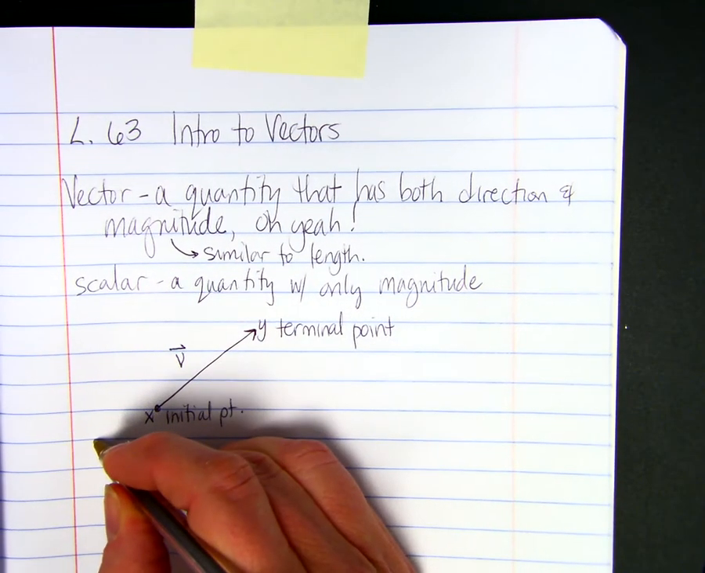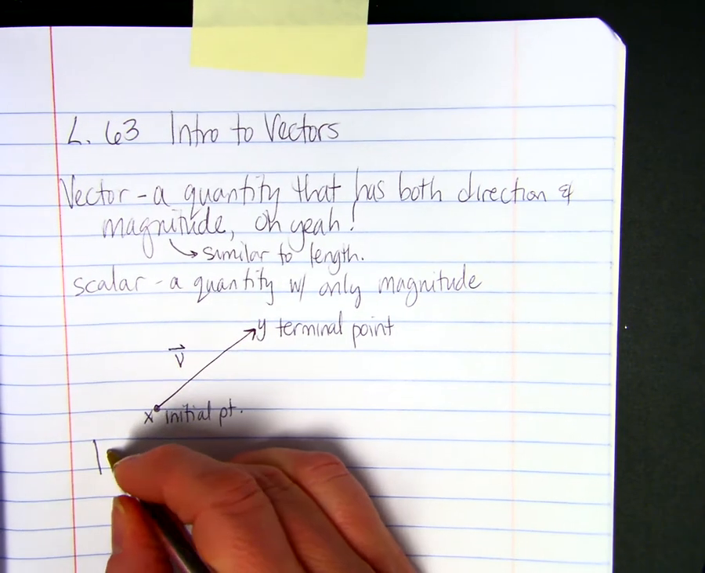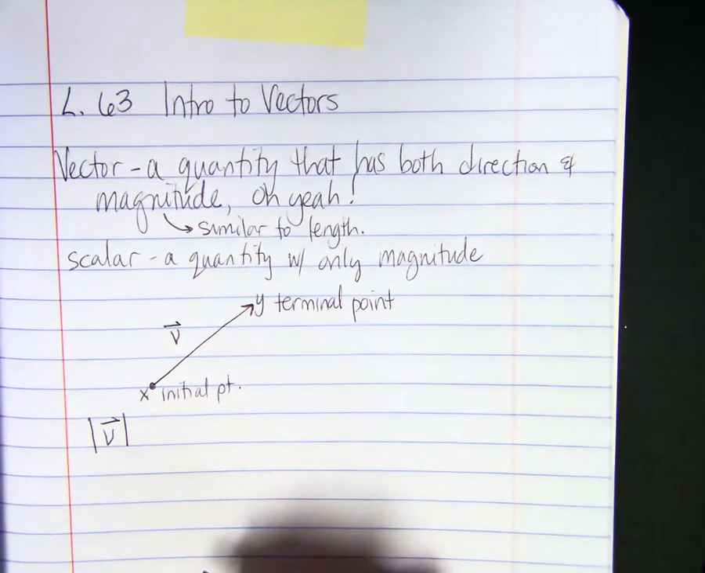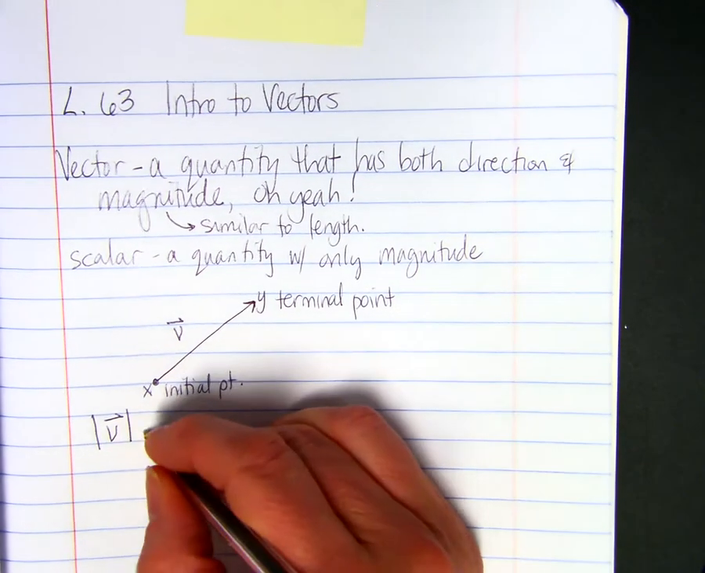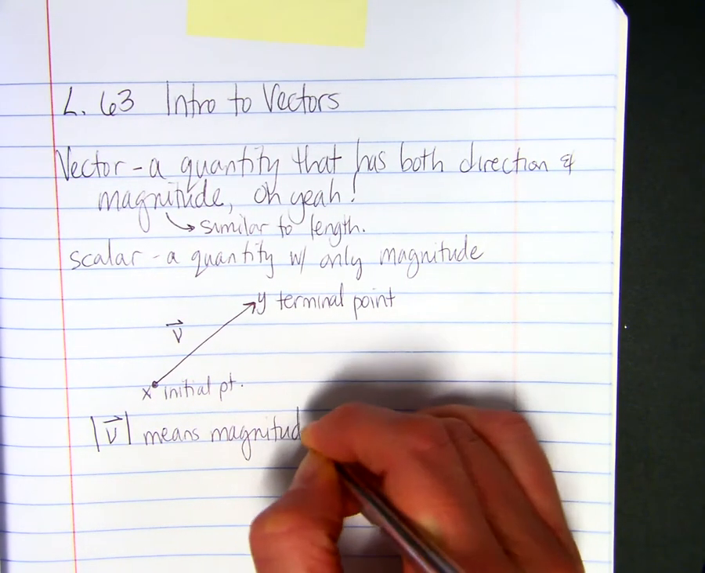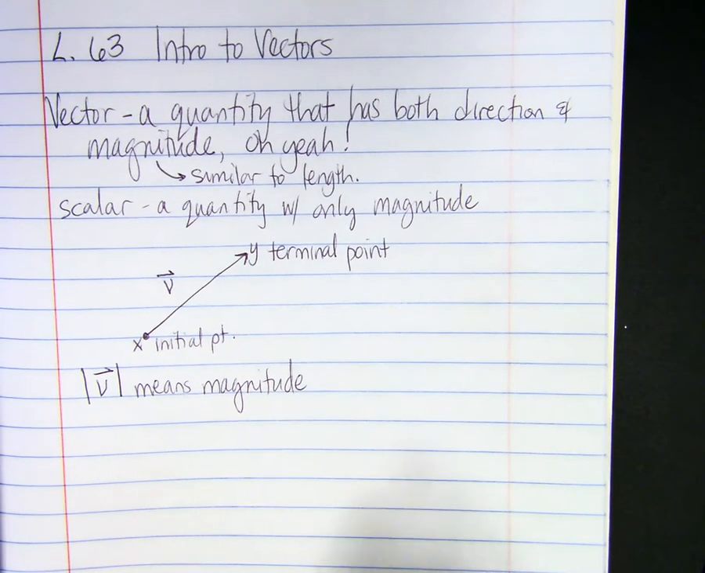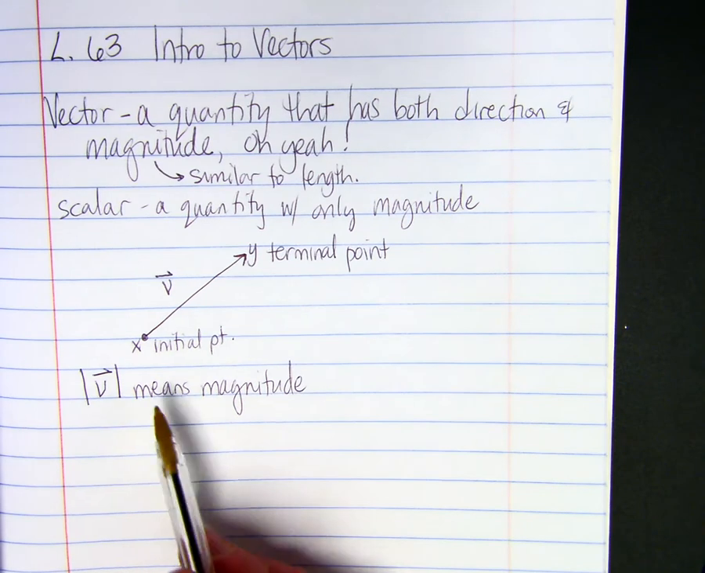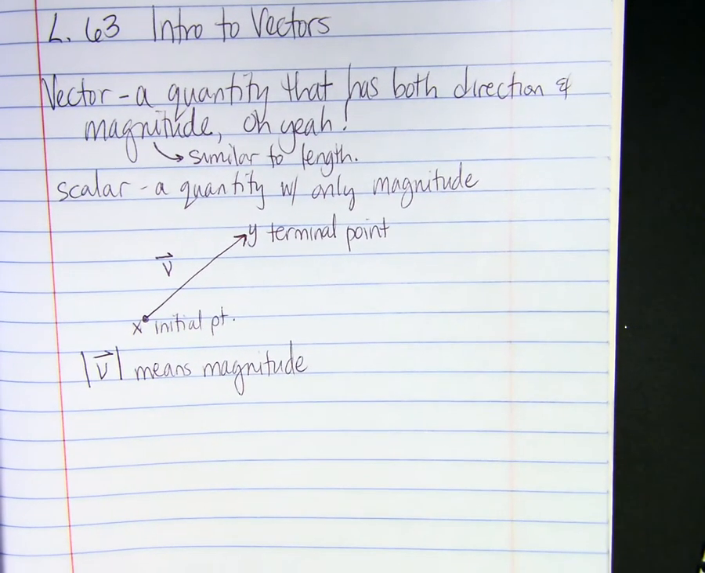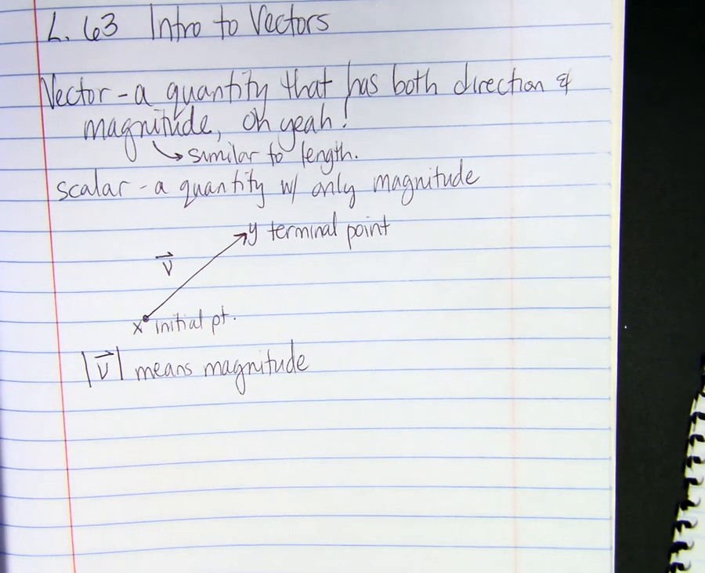When we write a vector name in these bars, that means magnitude. Which makes sense because absolute value means distance from 0, and this means magnitude, which will be positive, because you can't have a negative magnitude, I don't think.